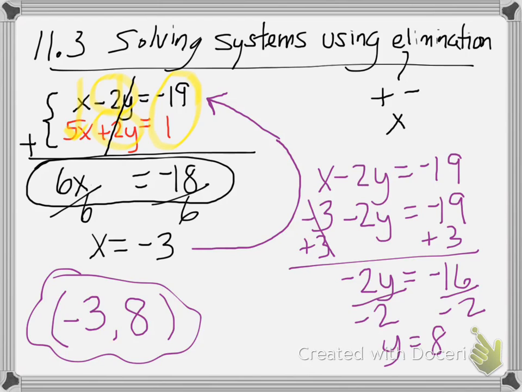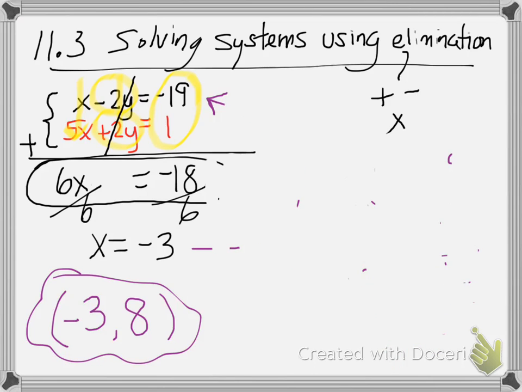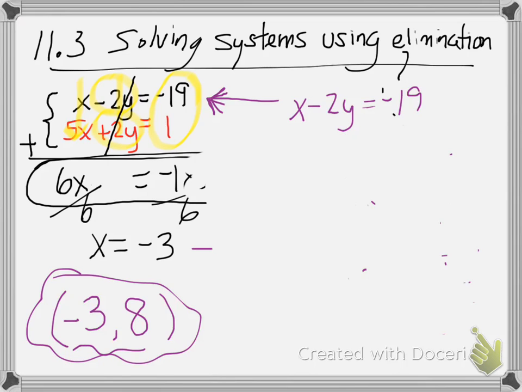Okay, so I can double check it, and I'm going to erase some of this just to give me room. But remember, you can always double check these and know if you're right or wrong. You don't have to wonder, or search in the textbook to see if they have an answer. I can take the original equations, so I'll take the top one, x minus 2y equals negative 19, and I can replace the x and y with what I think it is, negative 3 and 8. So negative 3 minus 2 times 8 equals negative 19.